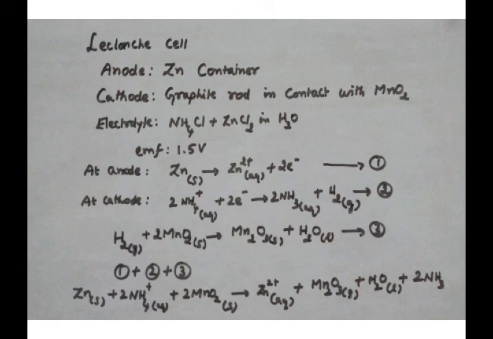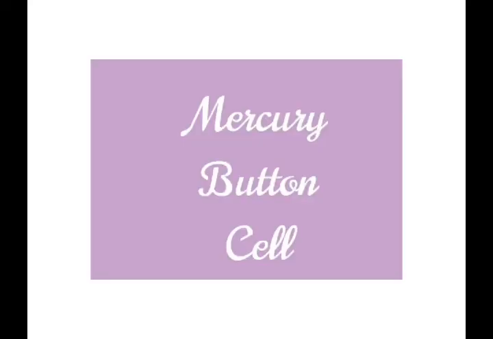That is why zinc plus ammonium plus manganese dioxide on the reactant side. On the product side, zinc 2 plus and electrons are already cancelled. That's why Mn3O4, water, ammonia. Okay. So, this is how current is produced in the Leclanche cell. Is it clear? Now, let us see the mercury button cell.